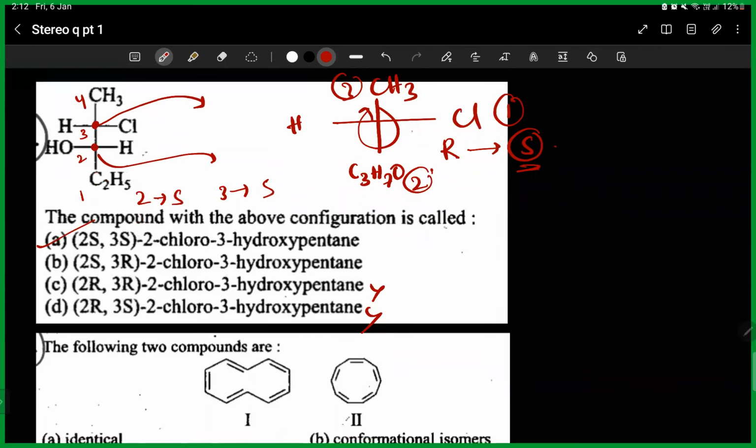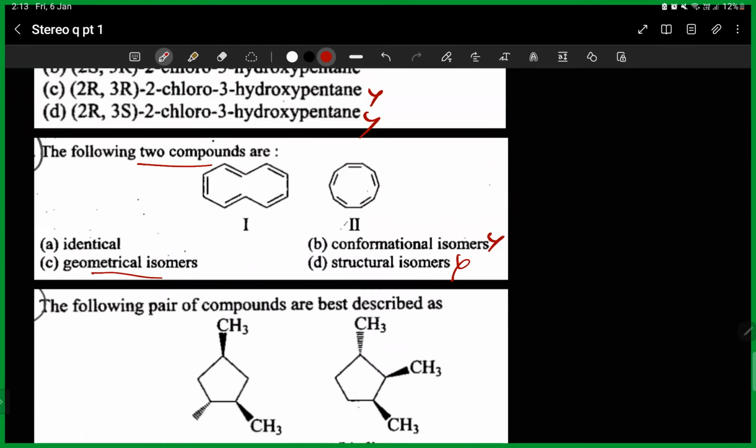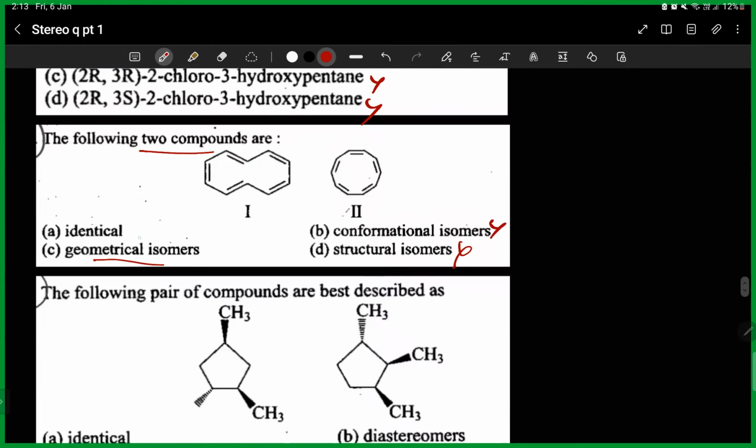A. Now, the following two compounds, you can clearly see they are geometrical isomers because with respect to this double bond, you are changing it is cis or trans, right? And the number of carbons are same. And then they are not conformers because they are not rotating. And then they are not structural because the carbon chain is the same. And then they are not identical also because the spatial arrangement is different. Of course, there will be geometrical isomers.